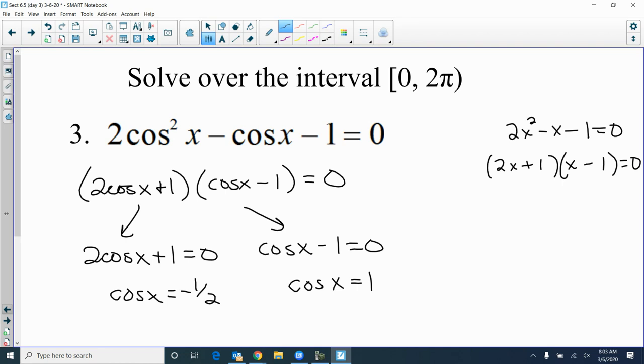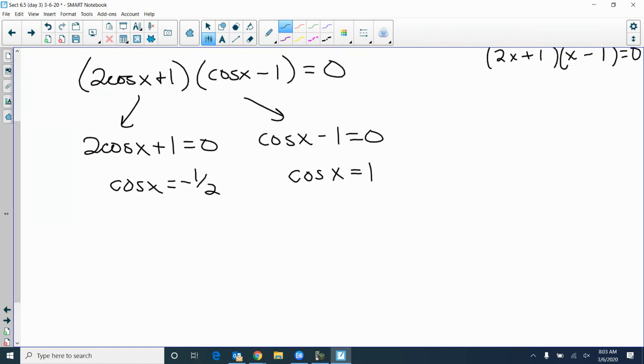Okay. And now once I have negative 1/2, Mackenzie Donahue, what do you get for that? I had, do you want my radian? Yep. Okay, I had 2 pi over 3 and 4 pi over 3. 2 pi over 3, which is 120. 4 pi over 3. And now cosine x equals 1. What's that answer?